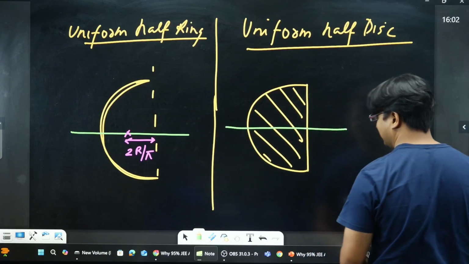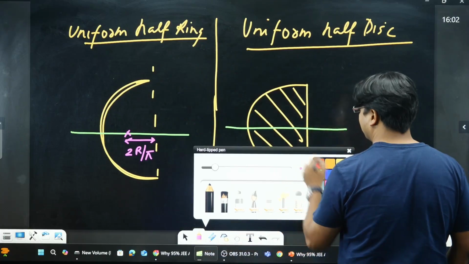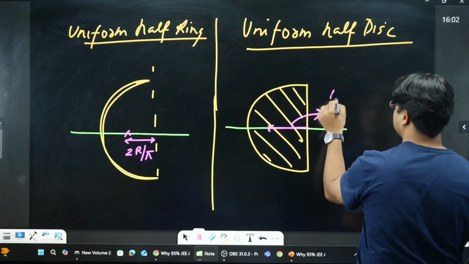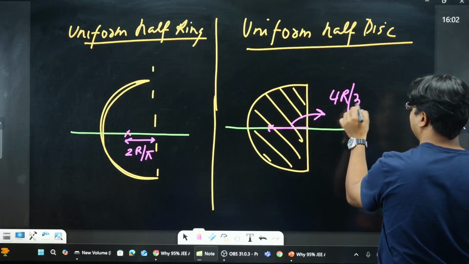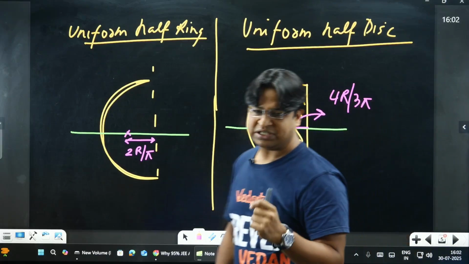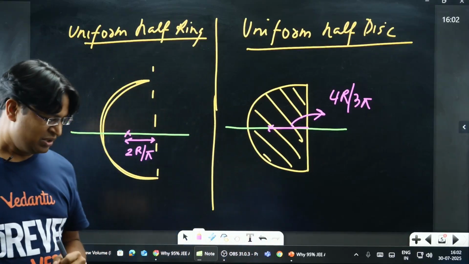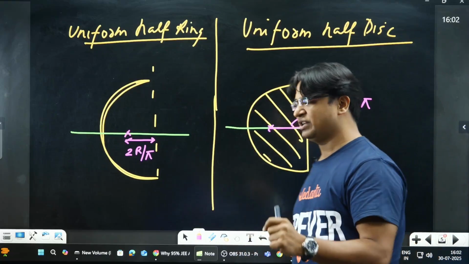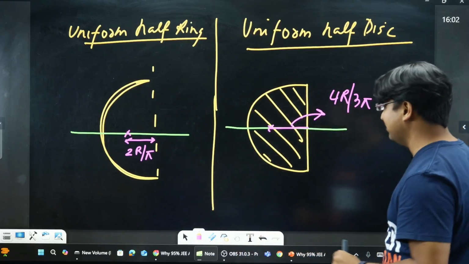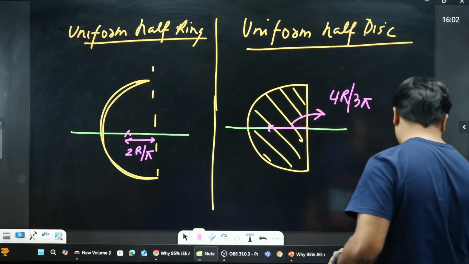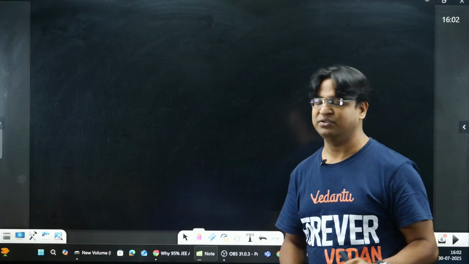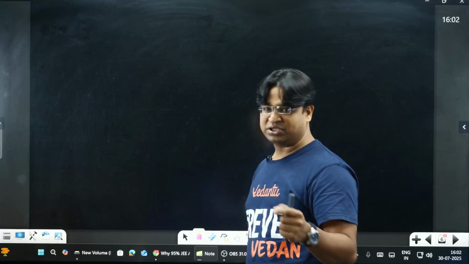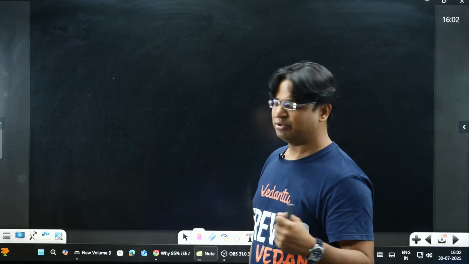So this would be the axis of symmetry, and the center of mass, if you know this, is at a distance of 4r by 3 pi for a uniform half disk. Again, this is something that your teacher would have derived by using integration, or they may have just told you the formula. They may not have derived it. That is also one of the possibilities, which is fine. You will do the derivation yourself when you study calculus. When you learn to integrate, you will be able to derive it yourself.